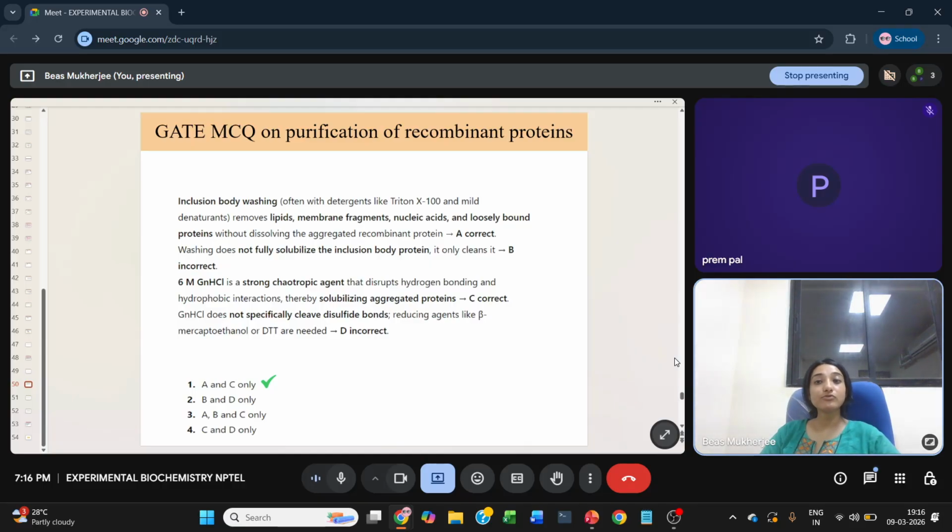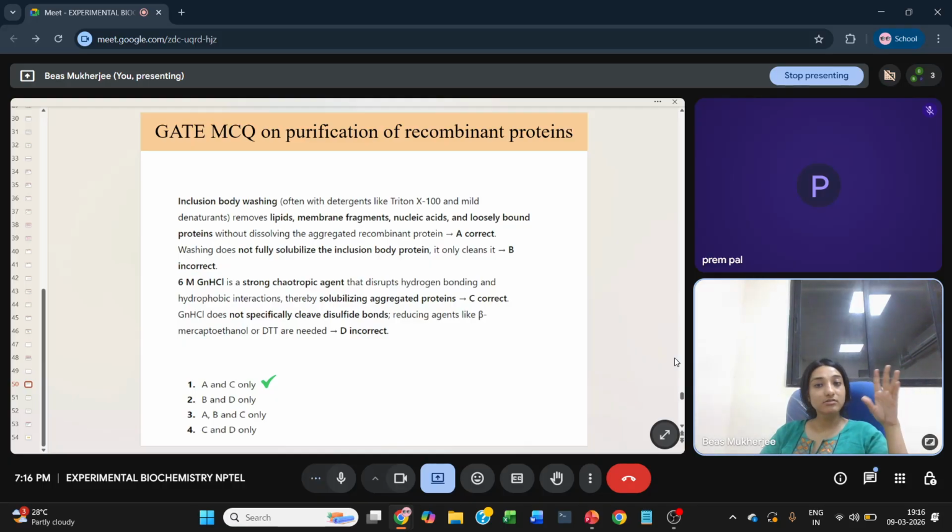Washing does not fully solubilize the inclusion body, it only cleans it. So it is cleaning and removing all of these other components: lipids, membrane fragments, nucleic acids and loosely bound proteins. Now the 6 molar guanidine chloride that is added is a very strong chaotropic agent that disrupts hydrogen bonding and hydrophobic interactions, thereby solubilizing aggregated proteins. So C is correct.